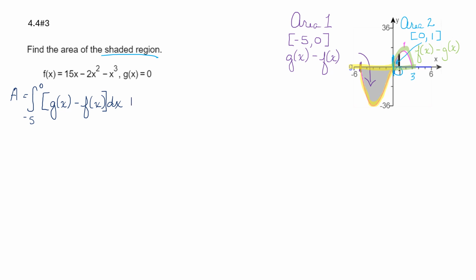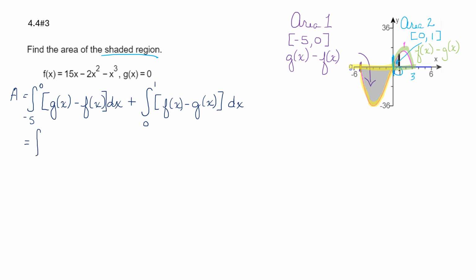Then we're going to add area 2. So that's going from 0 to 1. And we've established that that is going to be f of x minus g of x. And again, careful that you put in your parentheses and so forth. All right, so let's get in here a little bit further.